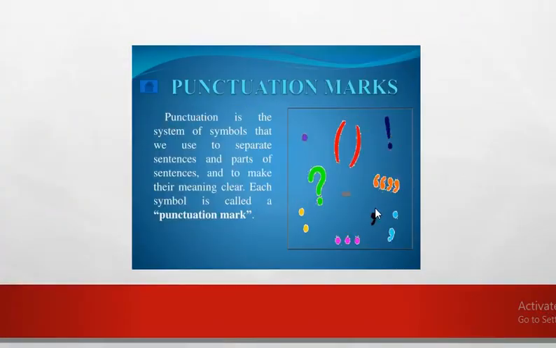Now come to the point of the definition of punctuation marks. Punctuation marks is the system of symbols that we use to separate sentences and parts of sentences and to make their meaning clear. Each symbol is called a punctuation mark.